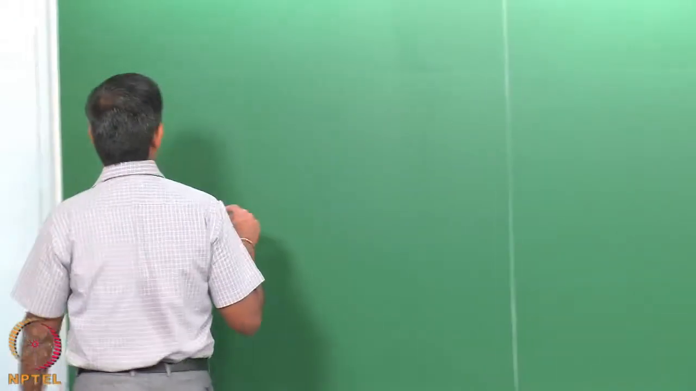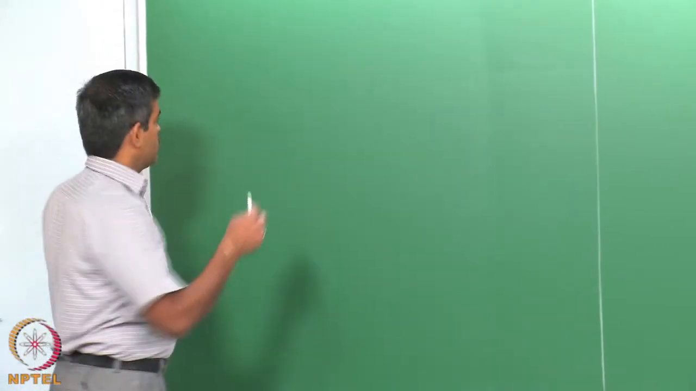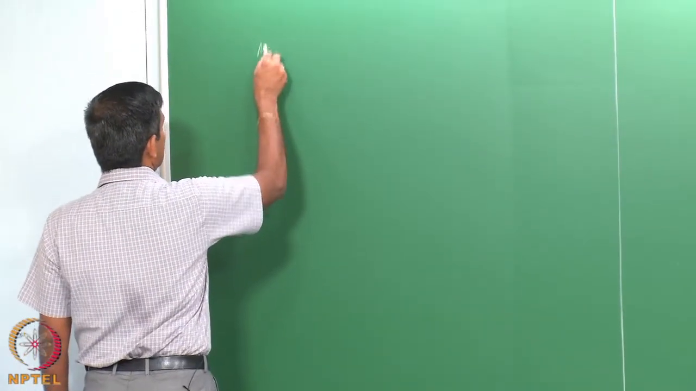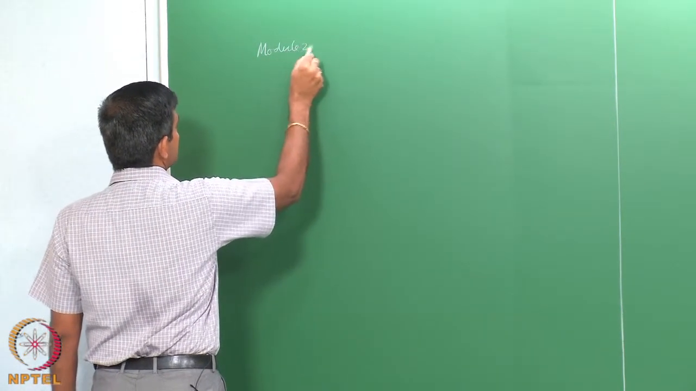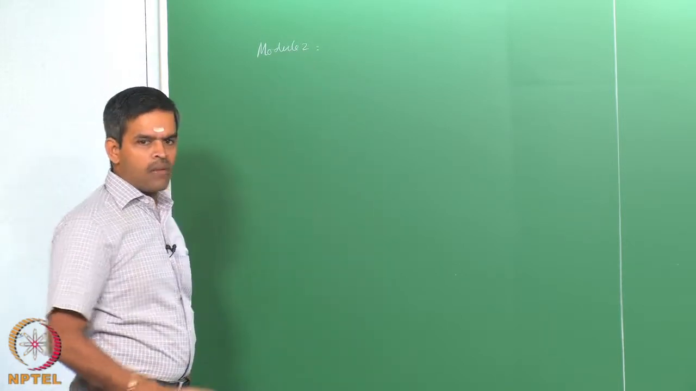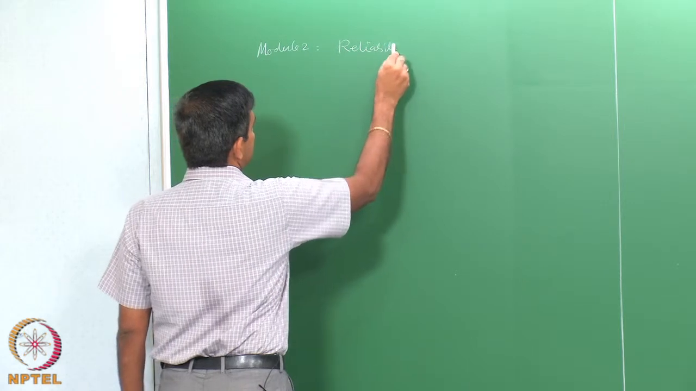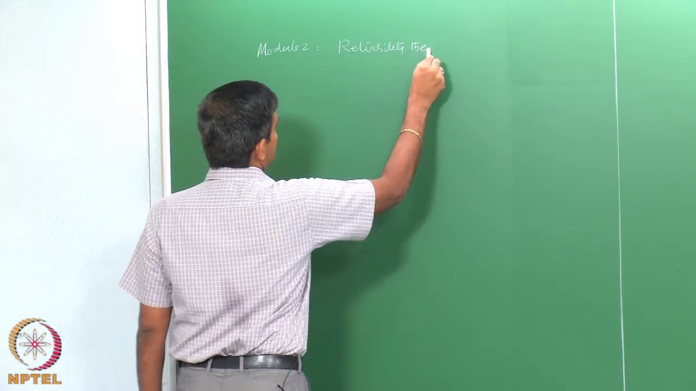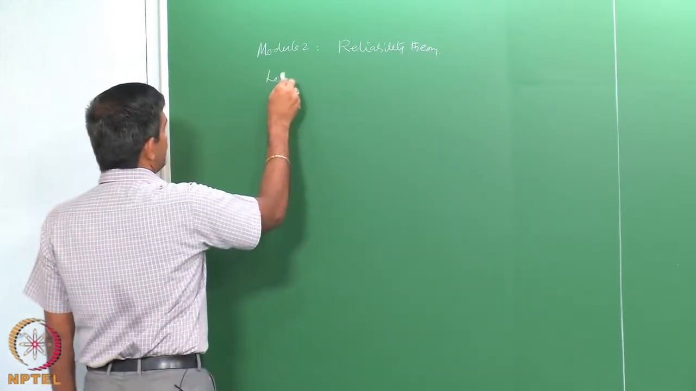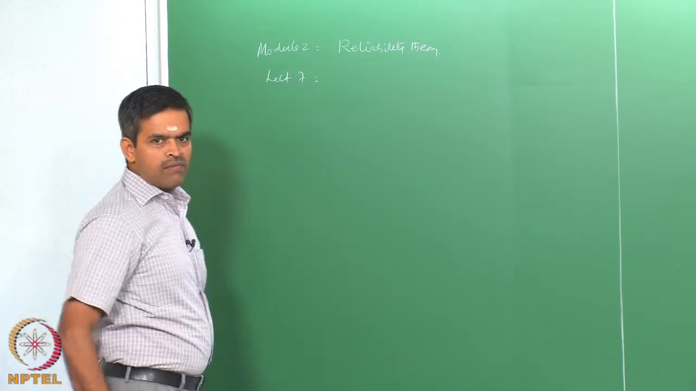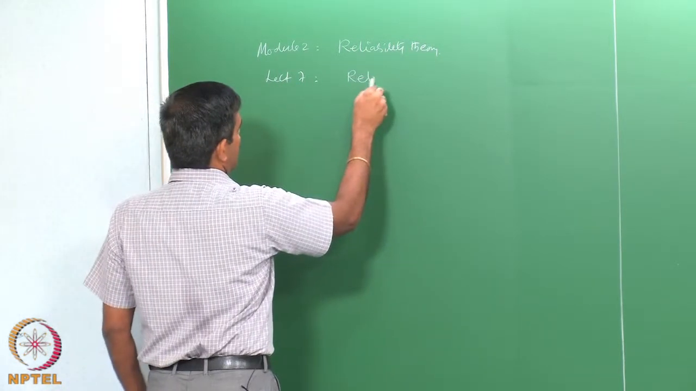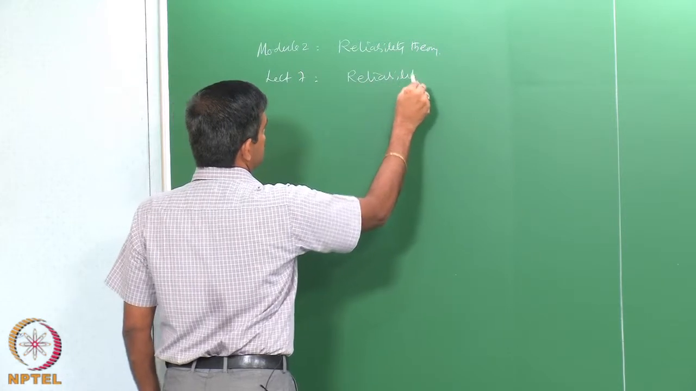Welcome friends to the 7th lecture in module 2 of the online course on risk and reliability of offshore structures. So, we are talking about lectures in module 2, where we are focusing on reliability theory and structural reliability. Today we are talking about lecture 7, which is a continuation of the last lecture on reliability methods.